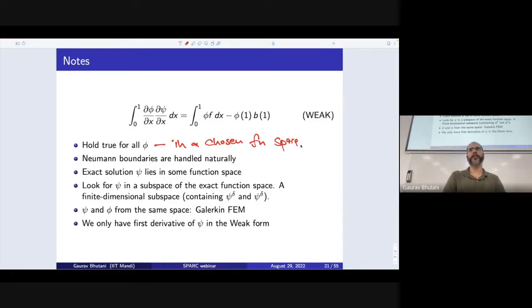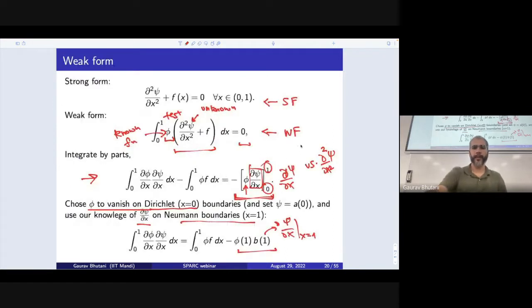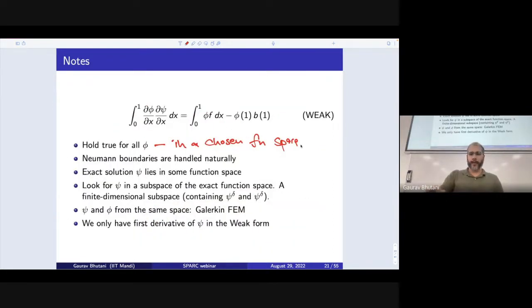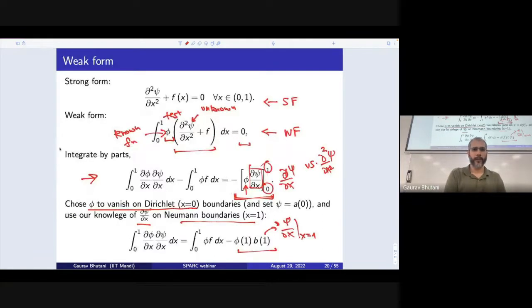So if I choose a function space, let's say the space of all linear functions, or the space of all quadratic functions, whatever I choose, then it should be true for all functions in that space. Okay, because phi was arbitrary. And the good thing here is, if you look at the weak form when we started this one, if the integral of a function phi times something is 0, and that phi can be anything, then the only way this is possible is if that thing in the parenthesis bracket is 0.